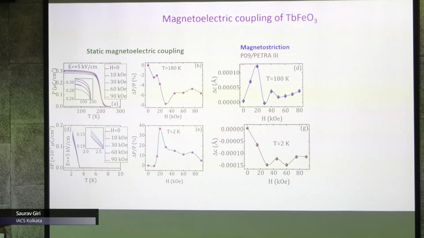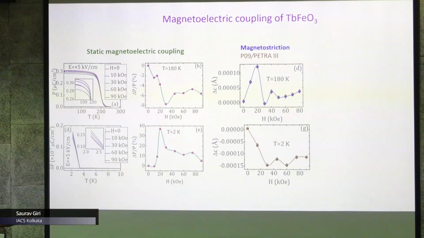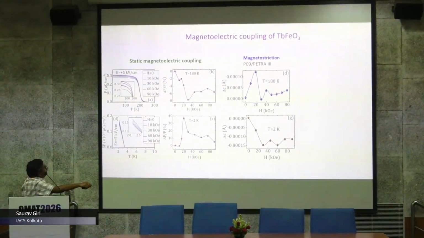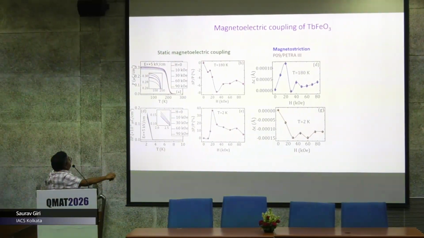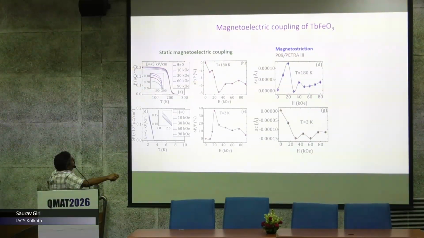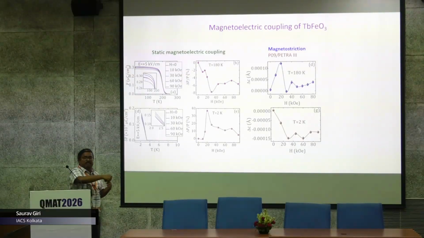And how does it happen? To address this issue, we also performed the magnetostriction experiment at the P09 beamline. We recorded the diffraction peak as a function of magnetic field. With increasing magnetic field, it increases and then it decreases. On the other hand, here it decreases, and it is non-monotonous. The take home message from here is that when delta P decreases, delta C increases. When delta P increases, delta C decreases. That means when there is a contraction along the C axis, the change in polarization due to magnetic field increases.